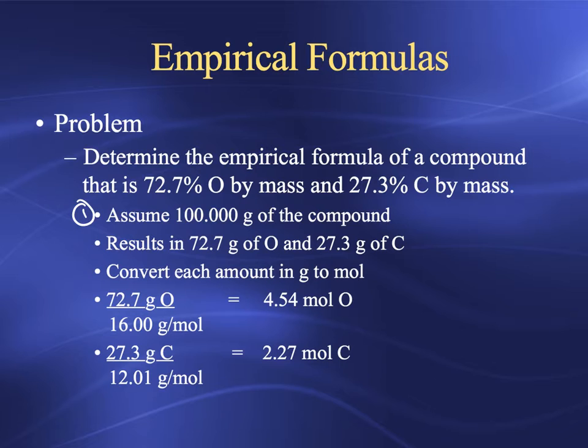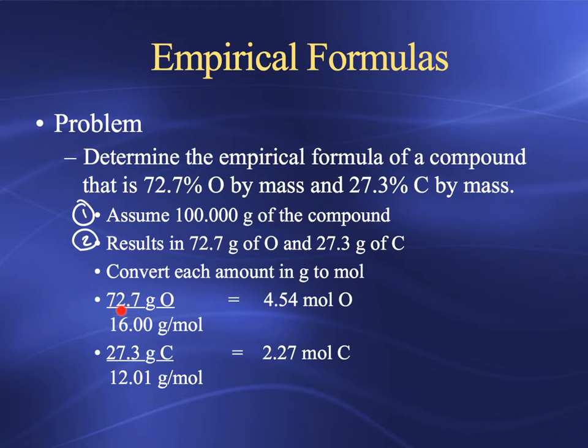So that immediately turns into 72.7 grams of oxygen, right? Because 72.7% of 100 grams is that number right there, and 27.3 grams of carbon. Very easy way to do that. You want to then convert each amount in grams to a number in moles. Well, how do you do that? How do you convert grams to moles? You divide by the molar mass.